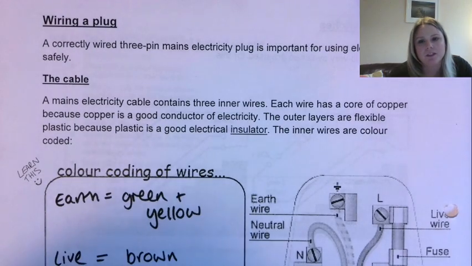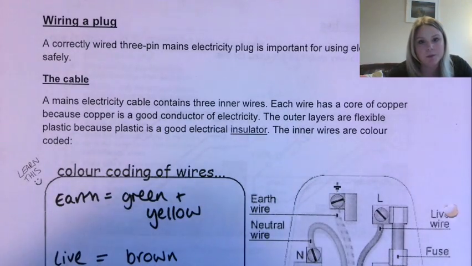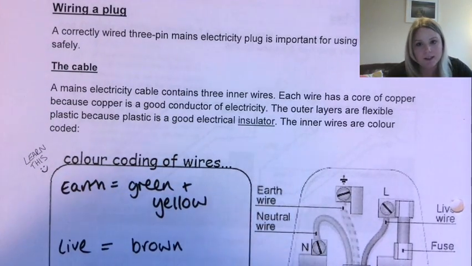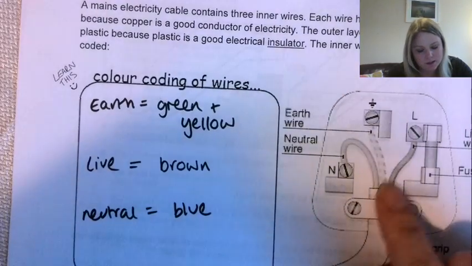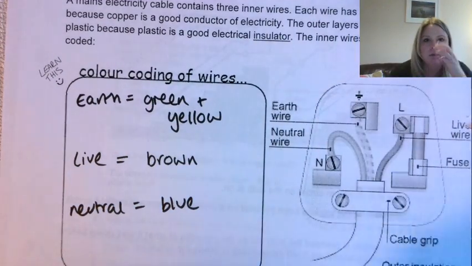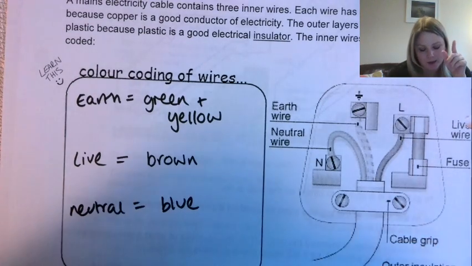Okay, page 192 for the last little bit for today. If you remember, just before Christmas, we actually got a go at wiring a plug. So you do need to be able to label all the different wires. So very quick reminder here, inside your plug you've got three wires. You've got the live wire, which the electricity goes in on. You have got your neutral wire, and you have your earth wire.